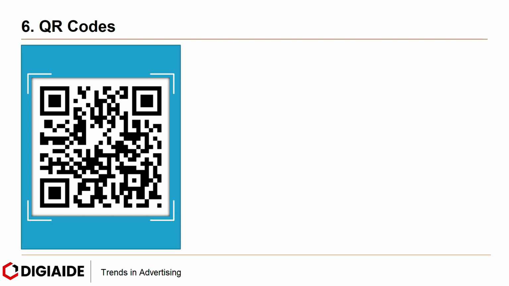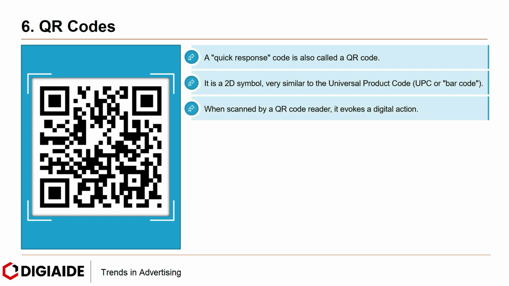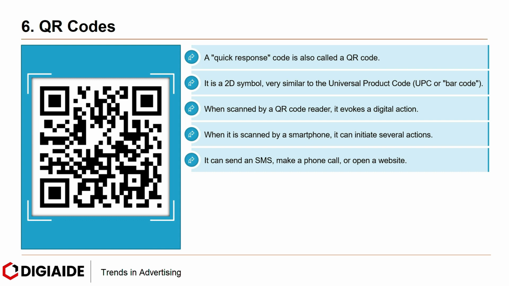Next comes QR codes. A quick response code is also called a QR code. It is a 2D symbol very similar to the universal product code. When scanned by a QR code reader, it evokes a digital action. When it is scanned by a smartphone, it can initiate several actions. It can send an SMS, make a phone call, or open a website.